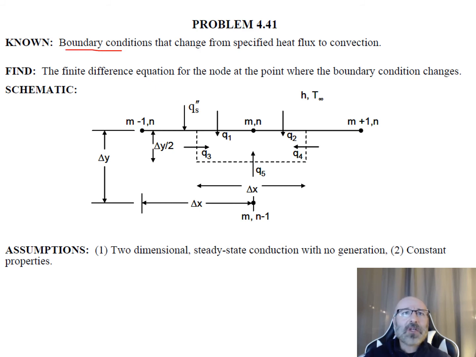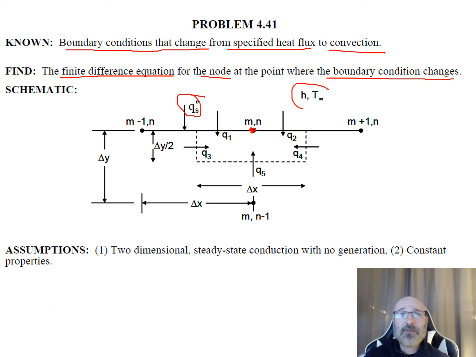We know that the boundary conditions are going to change from a specified heat flux on one side of that node to convection on the other side of that node right there. Now, what are they asking us to solve for? They want us to find the finite difference equation for the node at the point where the boundary condition changes from that heat flux to convection. So there's our center node right here. We're going to redraw our schematic right here with a little bit more detail on it. There's our heat flux right there. There's our convection term right here.